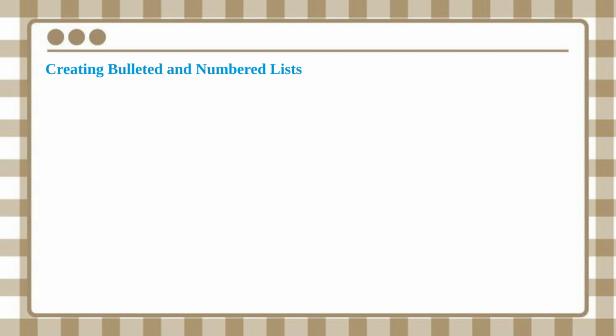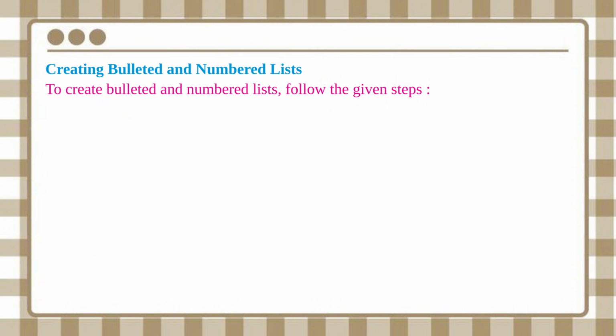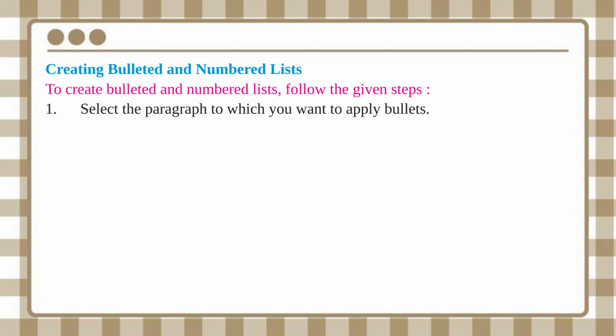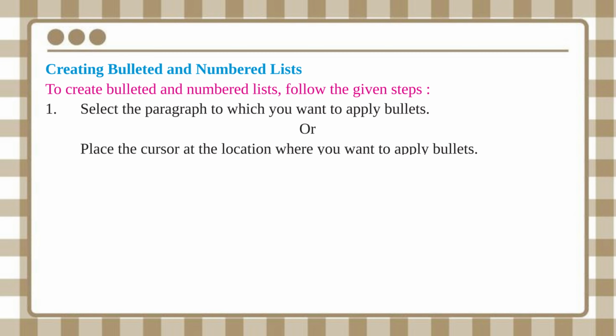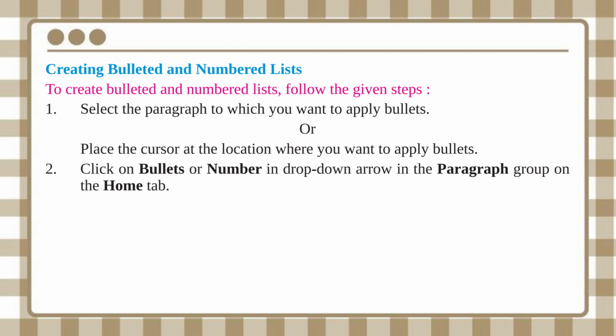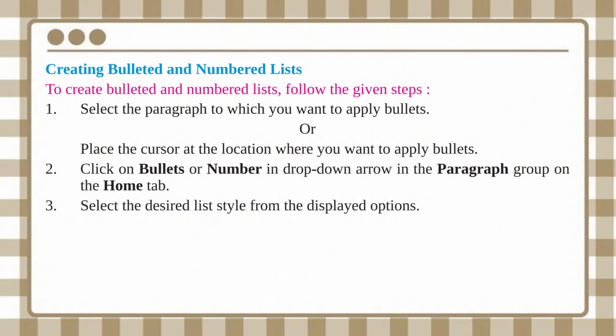Creating bulleted and numbered lists. To create bulleted and numbered lists, follow the given steps. 1. Select the paragraph to which you want to apply bullets, or place the cursor at the location where you want to apply bullets. 2. Click on the Bullets or Numbering drop-down arrow in the Paragraph group on the Home tab. 3. Select the desired list style from the displayed options.